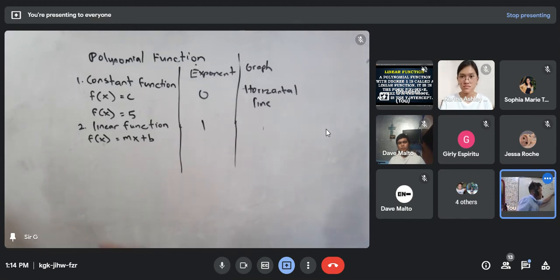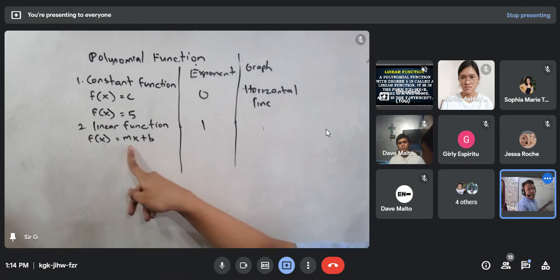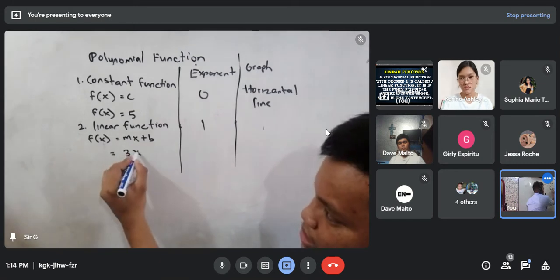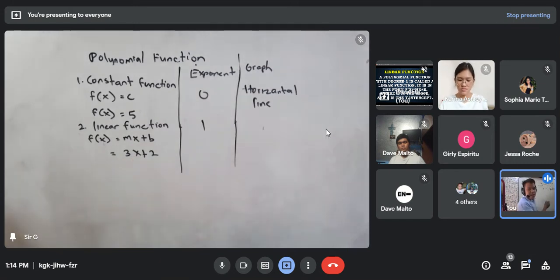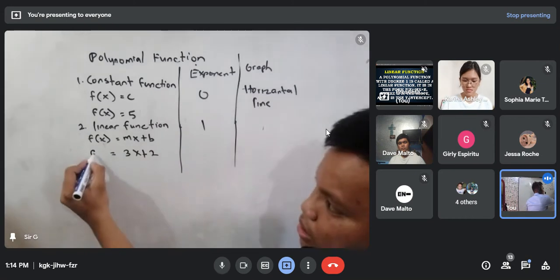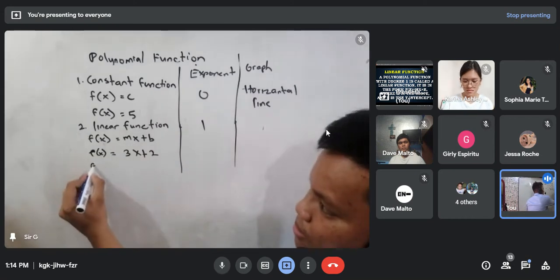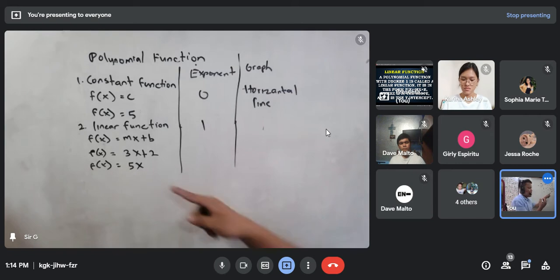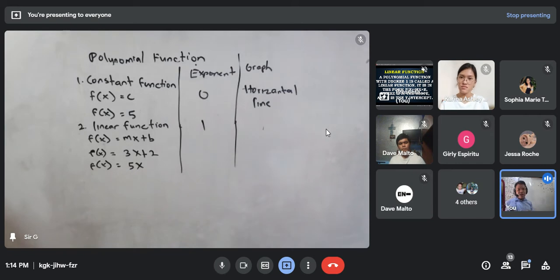Kasi nga, maaaring in the form of f of x is equal to mx plus b. Maaaring ang given natin 3x plus 2. Di ba? That is a linear kapag nakita ninyo ng ganitong equation. Or kapag nakita naman ninyo ng ganitong equation, 5x, that is a linear. Ulitin ko, kapag nakita ninyo ng equation na may x, na may y, na may isang letter, that will be a linear function. Nakukuha po ba?